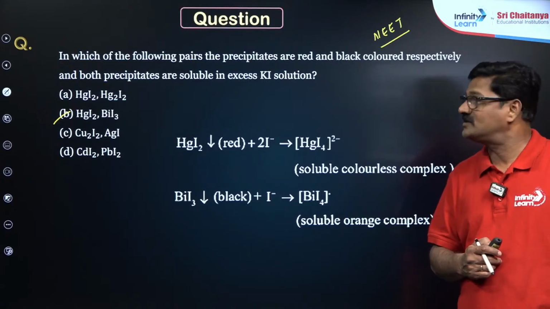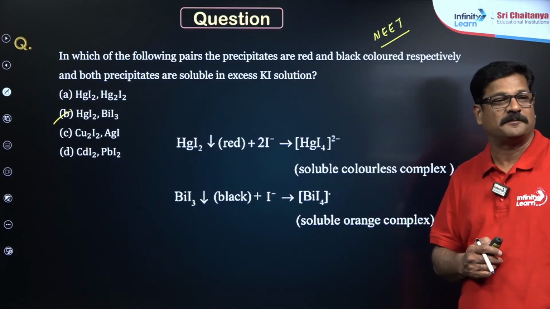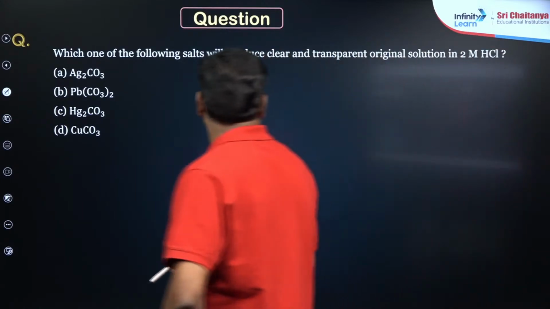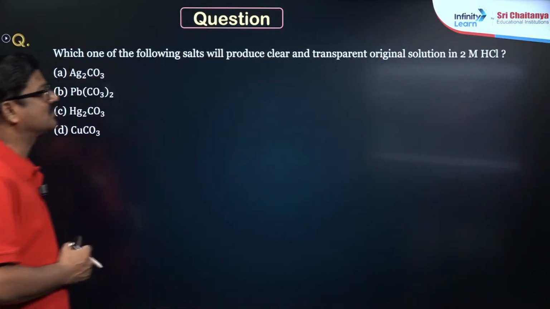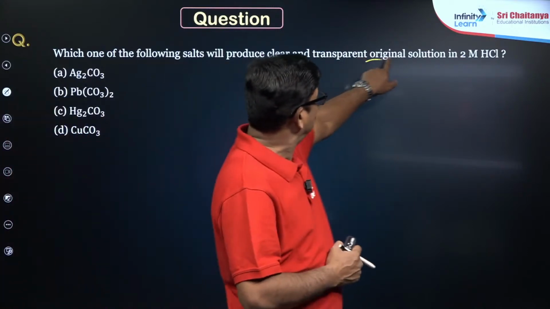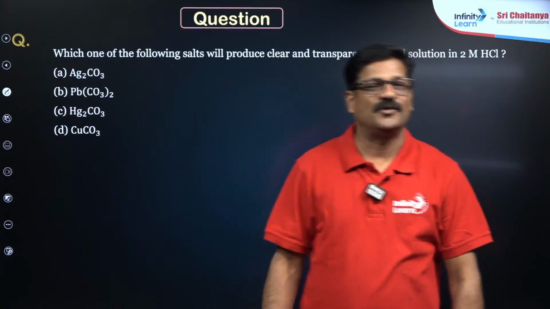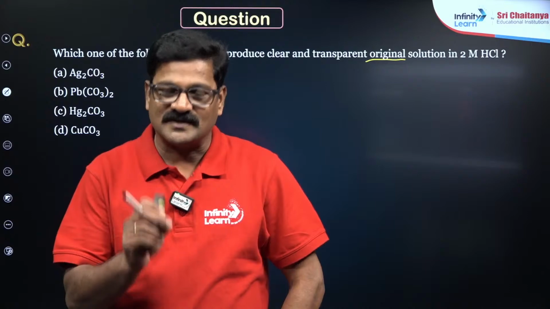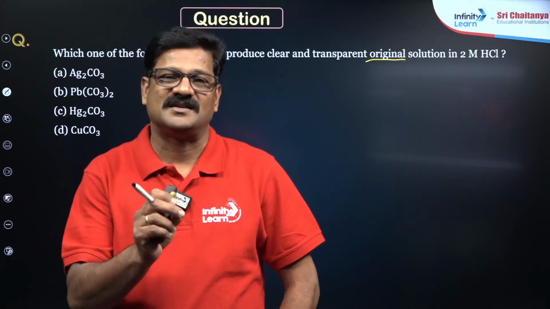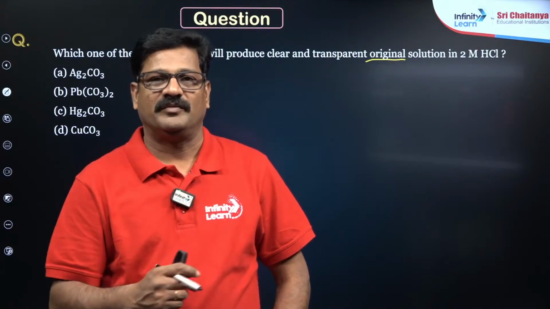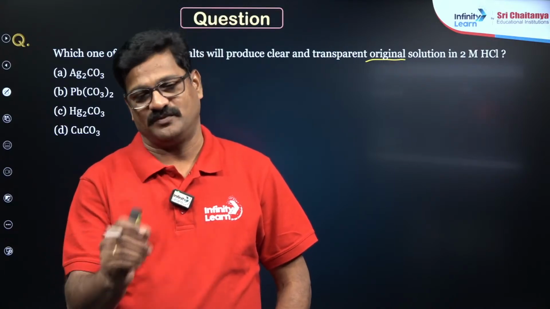Any doubts, dear children? One more question for you. Which of the following salts will produce a clear and transparent original solution in 2 molar HCl? What is the meaning of an original solution? The solution which gives a clear saturated solution, which is eligible to make a group separation table.